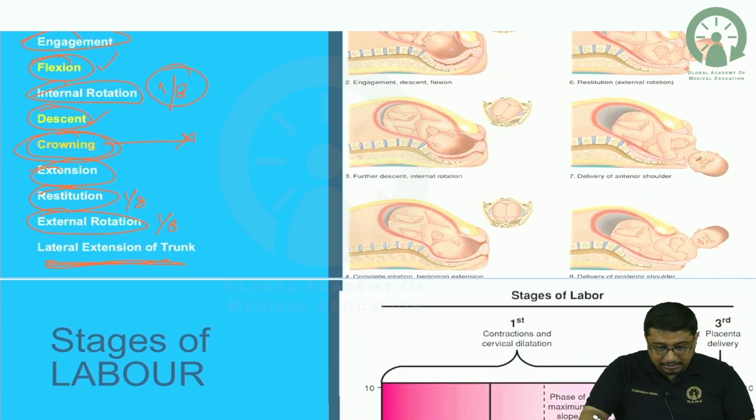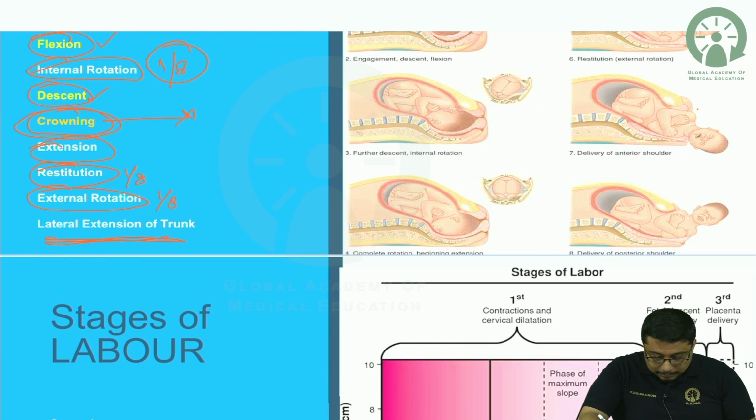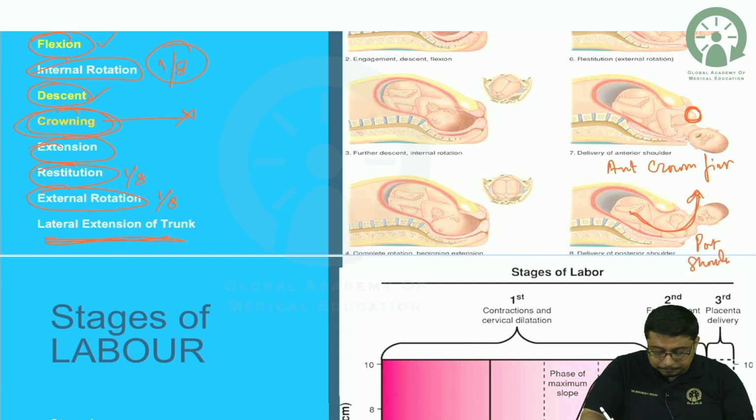Now see one thing here, the anterior shoulder presents first. When the anterior shoulder is already out, the posterior shoulder has not come out, right? So the anterior shoulder crowns first, but you see now the anterior shoulder is hinged and there is a lateral flexion happening, delivering the baby. So the posterior shoulder has come out. So the posterior shoulder delivers first. Okay.